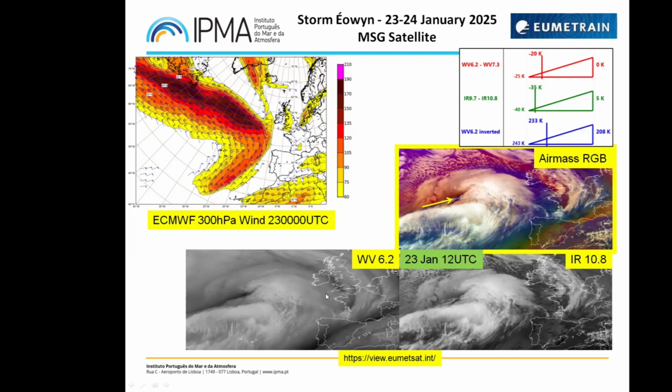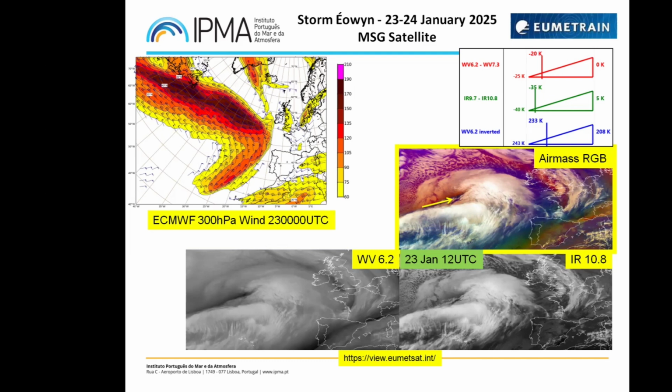We have the Airmass RGB here on the right, and this RGB, as Ângela showed, is composed by a red beam with two water vapor channels, the 6.2 and the 7.3, and their difference helps to understand the vertical distribution of humidity. So low values mean that there is mid-layer humidity and mid-level clouds, and high values are for dry upper layers or high-level clouds.